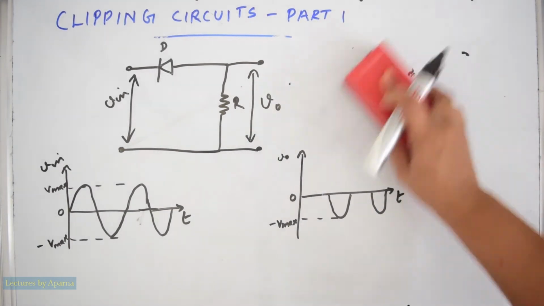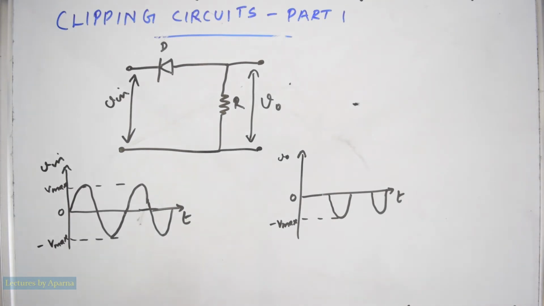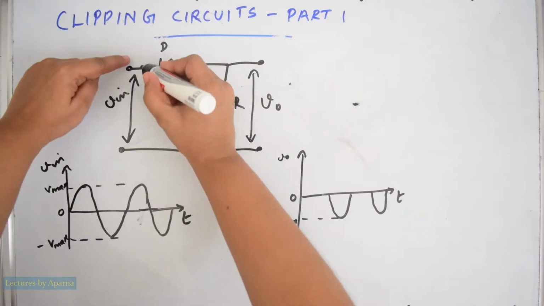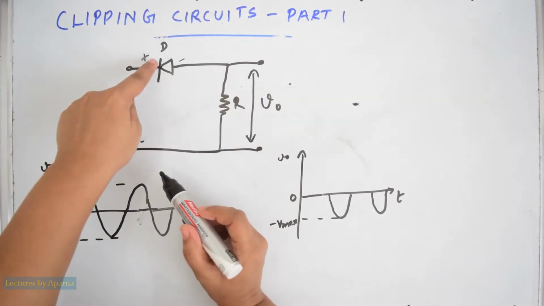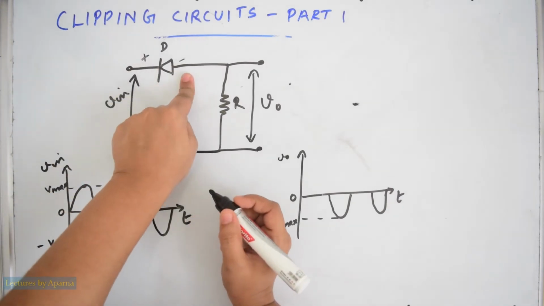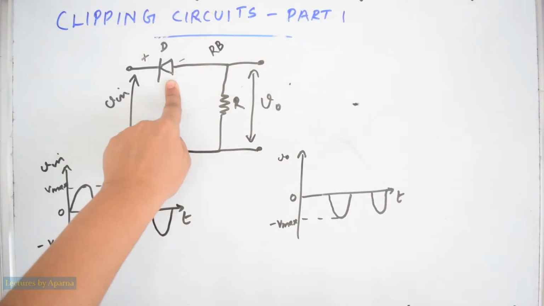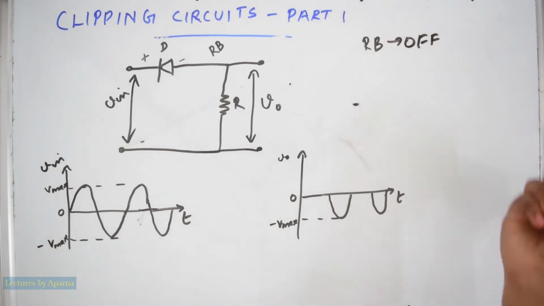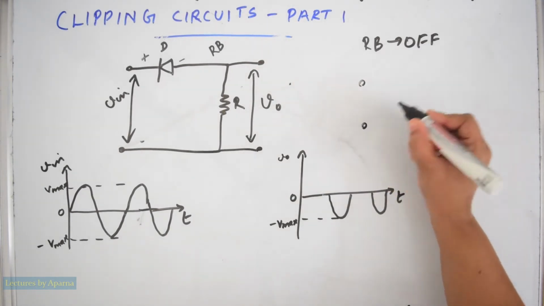Now let's discuss the working of this clipping circuit. Consider the positive half cycle coming here, so this will be plus and this will be minus. The cathode of this diode will be more positive compared to the anode, so this diode will be reverse biased, which means the diode is off. If the diode is off, what will happen to the circuit?